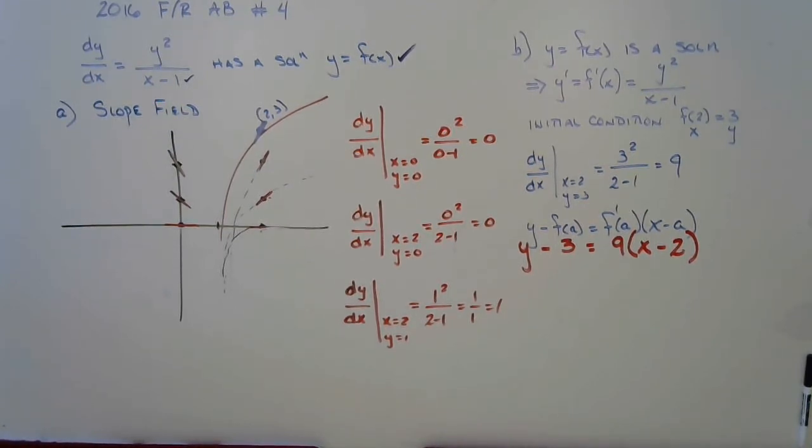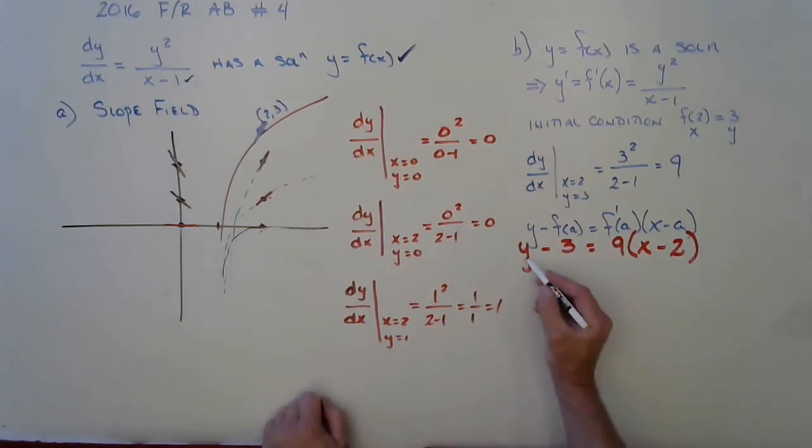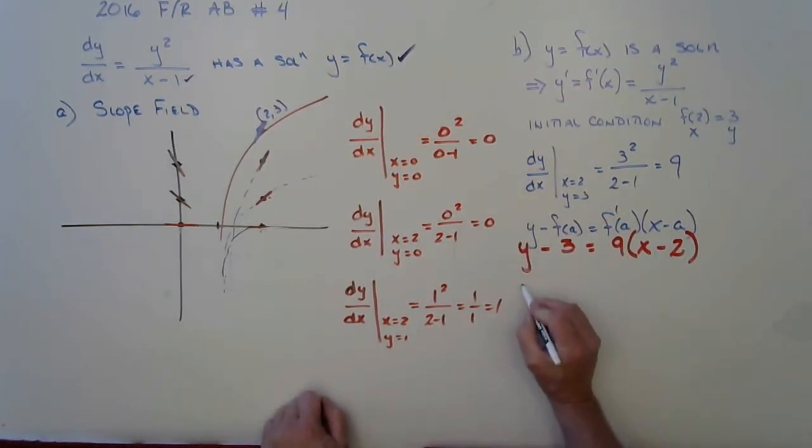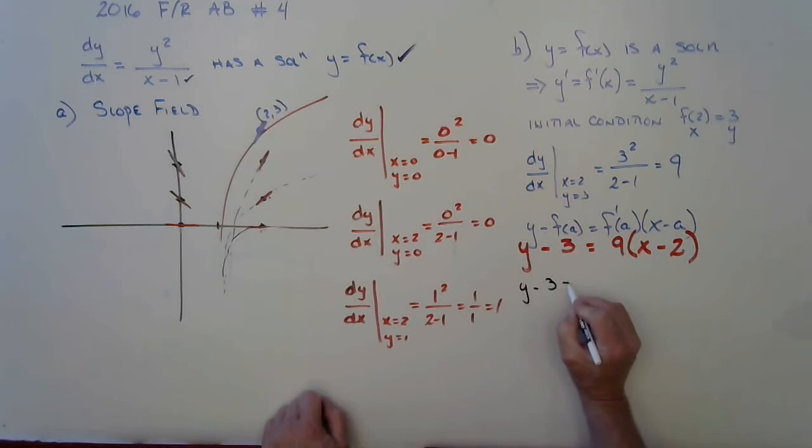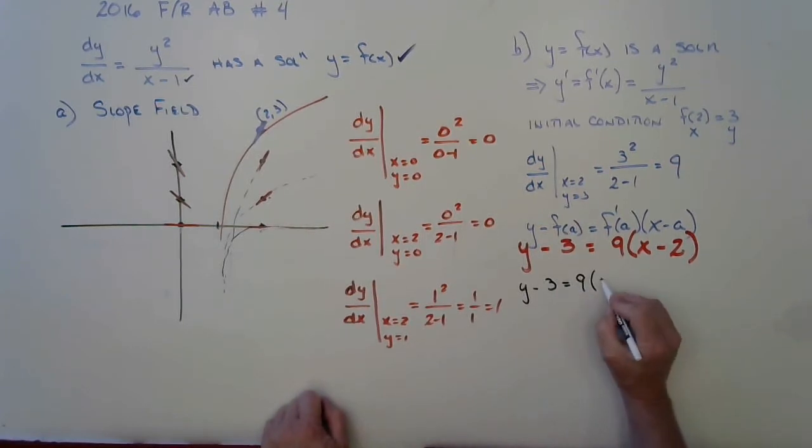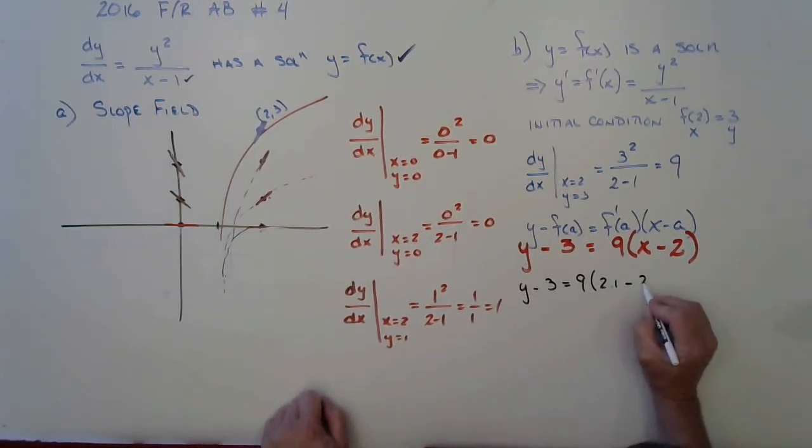After that, it says, use your equation to approximate f of 2.1. Okay, well, what does f of 2.1 look like? In other words, what does the y value look like when we plug in 2.1? Well, look at what they gave us here. They want to know what the y value is going to look like when we plug in 2.1.